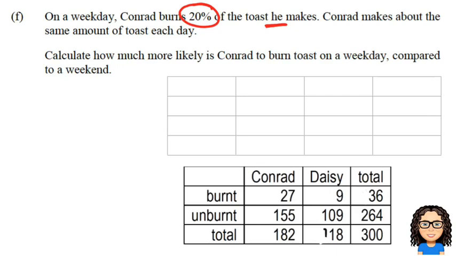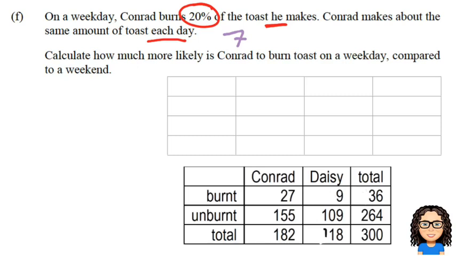And Conrad makes about the same amount of toast each day. Alright, so that's important to think about each day. Well, there are 7 days of the week. Okay, so each day he's making the same. So we've got to do a calculation. The key idea here is we are talking about Conrad. We're not talking about Daisy, just about Conrad.